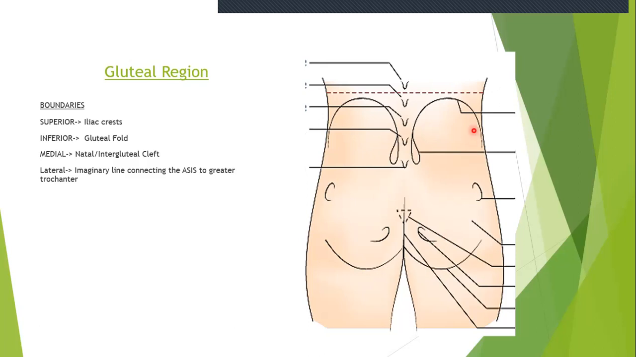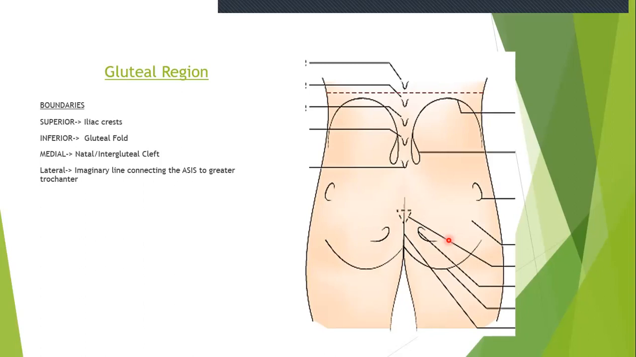Then, the lateral boundary is an imaginary line which connects the anterior superior iliac spine, which I've abbreviated here as ASIS, to the greater trochanter. This is the greater trochanter anteriorly, so a transverse line running from somewhere there up to there. This is an imaginary line. That is the lateral boundary. Then the medial boundary is this, the cleft between the two gluteus, the intergluteal cleft or the natal cleft. That is the medial boundary.